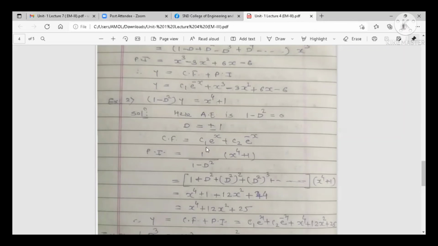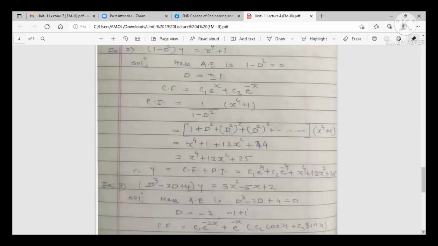So the complementary function is c1 e raised to x plus c2 e raised to minus x, because there are two roots and they are both real and distinct. And so the PI is here: 1 upon phi of D into f of x, that is 1 upon 1 minus D square into x raised to 4 plus 1. And so you use here the series 1 upon 1 minus x. The 1 upon 1 minus x series is 1 plus D square plus D square squared plus D square whole cube and so on, into x raised to 4 plus 1.